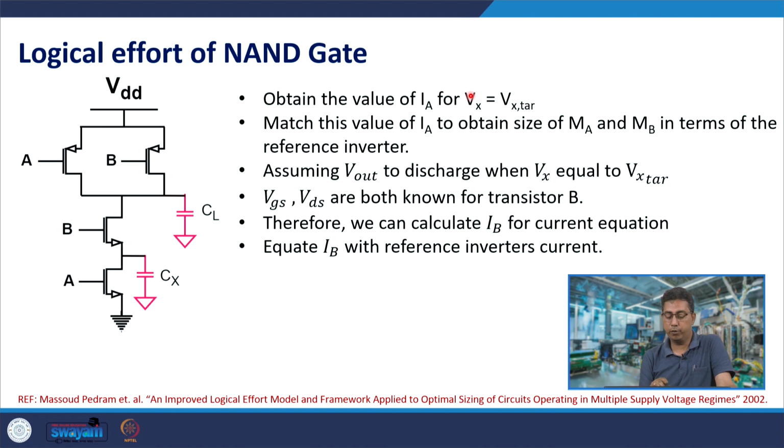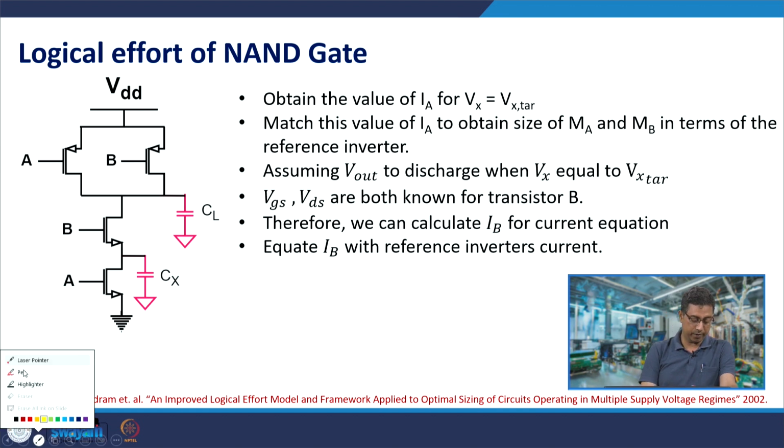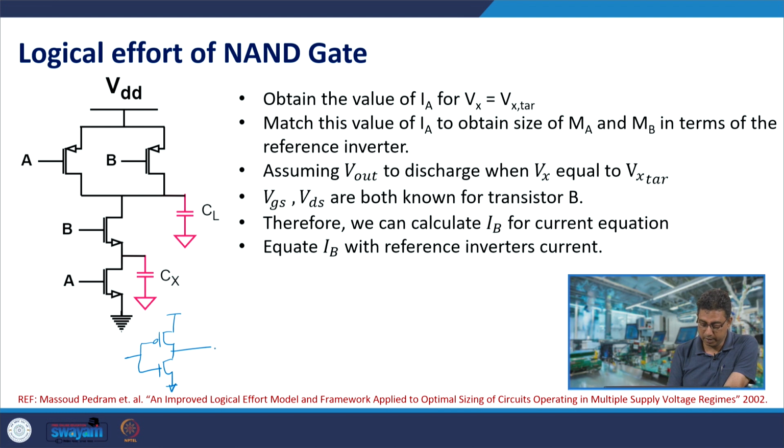So, for a transistor, keep the source at Vx star and the body voltage at Vx star, and obtain the value of the current, with the gate voltage at VDD. Now, this value of current should be equal to the reference inverter's current. For the same CL, the current IB should be equal to the reference current, Iref, of the inverter for Vin equal to VDD and Vout equal to VDD.